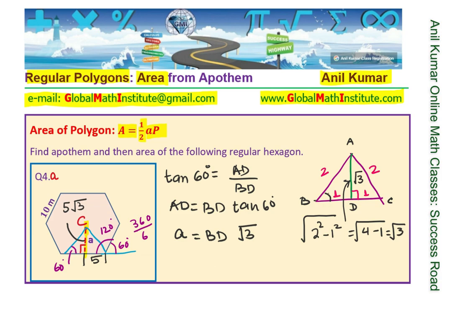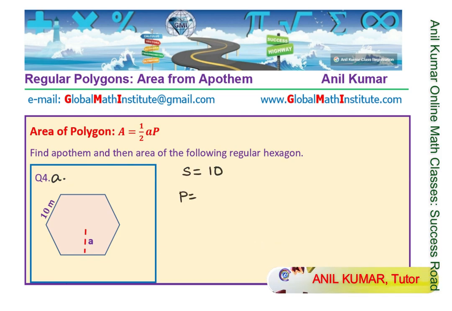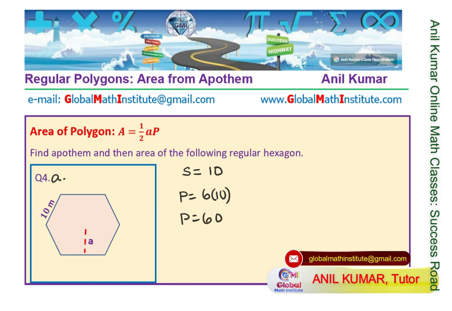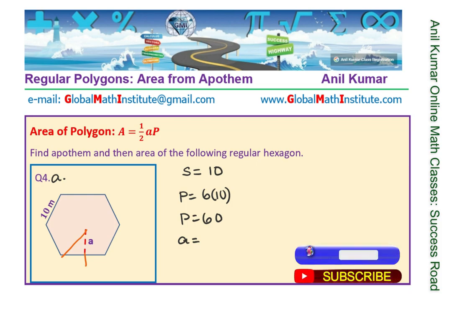Now let's find the area. It's simple now. We know that the area is half apothem times perimeter. So in example 4a, we are given the side length s equals 10, and therefore the perimeter will be 6 times 10, which is equal to 60. The apothem a is how much? We just calculated, and now we know a very easy method: half of the base is 5, right? The apothem is equal to 5 times square root 3 using a special triangle.